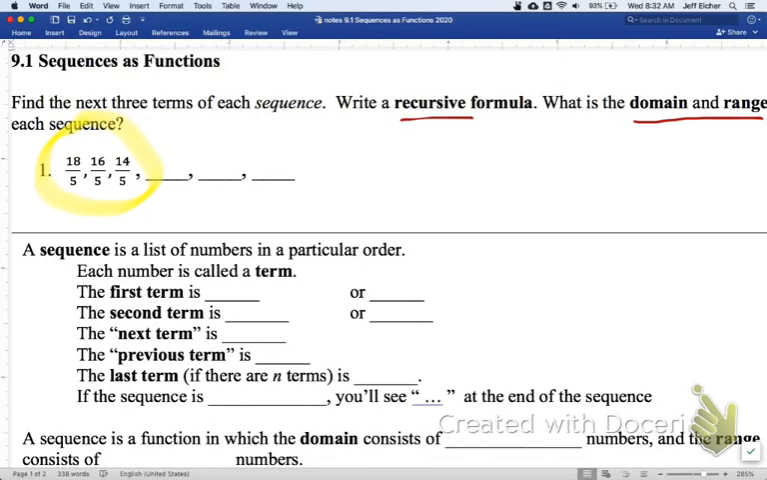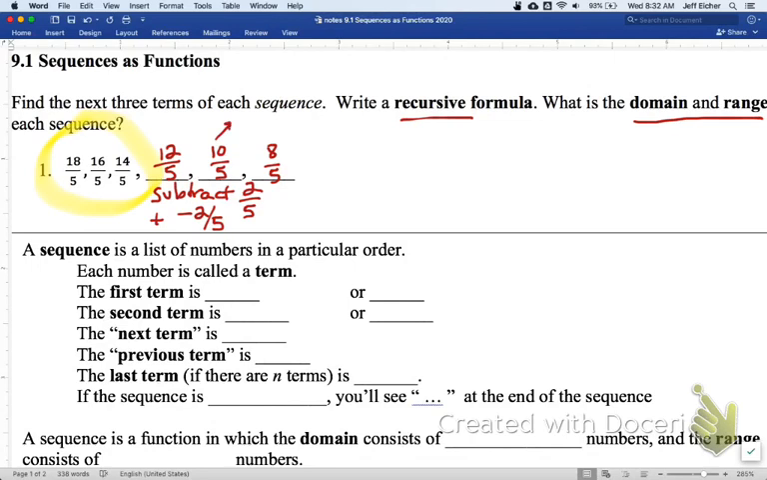Remember, a sequence is a set of numbers in a particular order. So there's some pattern here. So you probably guessed it. It looks like the next number is 12 fifths, 10 fifths, and 8 fifths. So each number we're subtracting by 2 fifths. Or you can think we're adding negative 2 fifths to get to the next term.